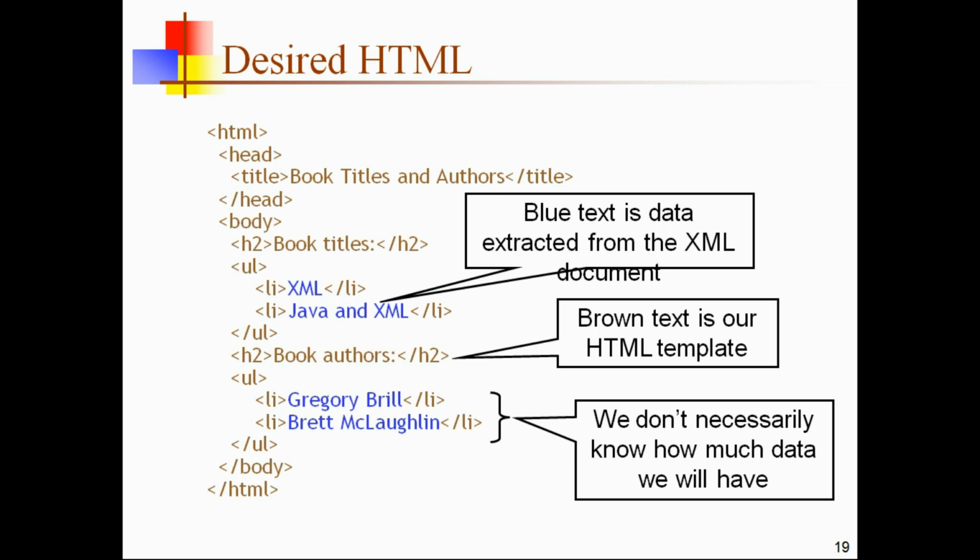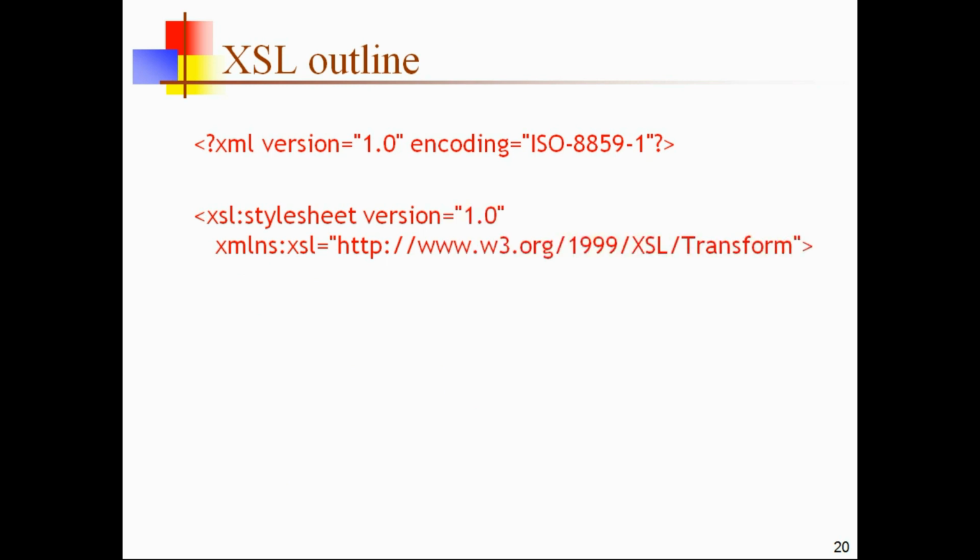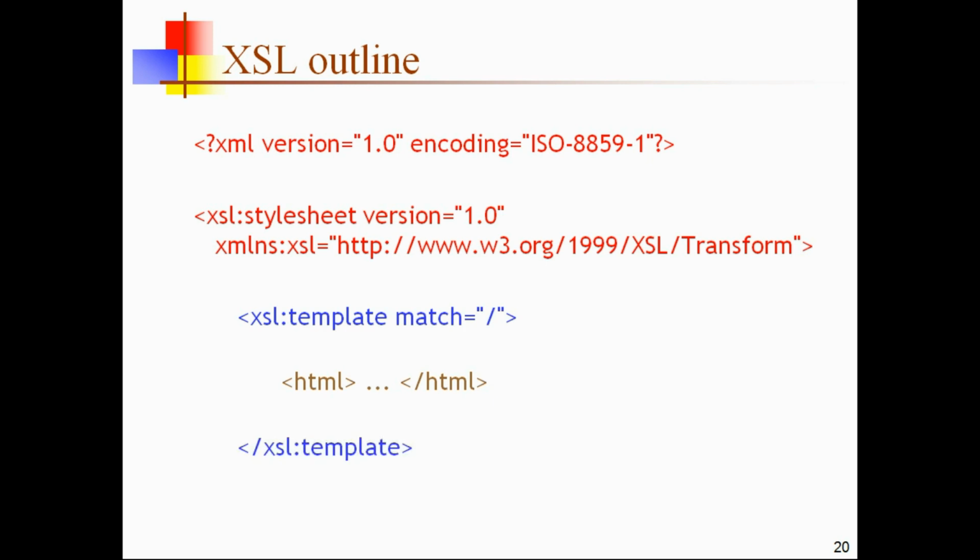Now what is the XSL outline, the XSL syntactical part. We have to declare a version, and we have to define an XSL stylesheet with a version and an XML namespace. This is mandatory for creating XSL code. Then we have to start with xsl:template match. Then we start the HTML part, then end with xsl:template, and finally end with xsl:stylesheet.